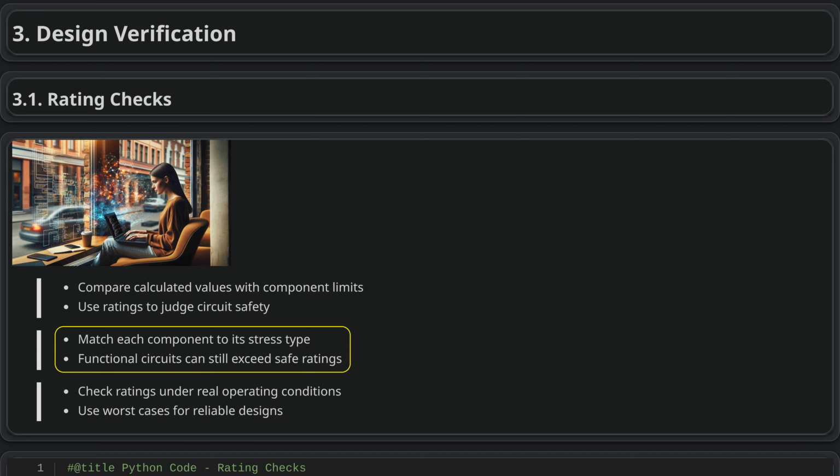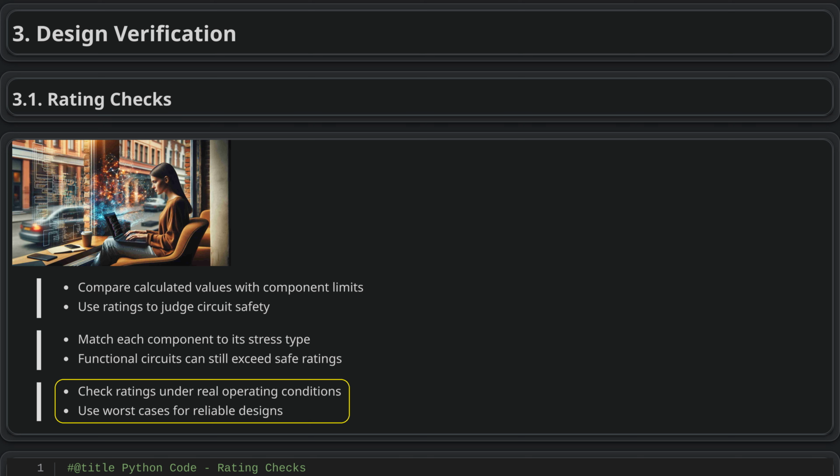A rating check confirms that each part of a circuit stays within safe limits, even if the circuit appears to work. Check resistor power dissipation, trace current, capacitor voltage, and the combined voltage, current, and power limits of transistors or regulators. This matters because a working output can still hide an overstressed part, such as an overheating resistor or a signal that could damage a microcontroller input.